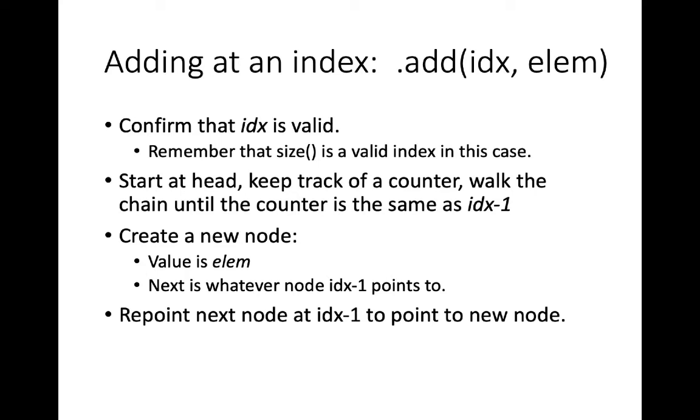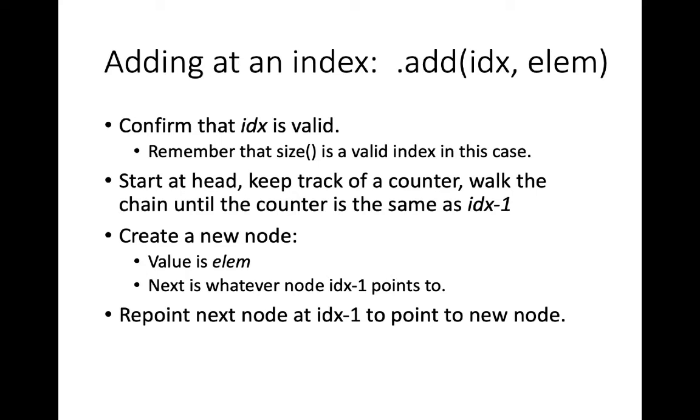And then it's very similar to getting, except that we have to stop slightly sooner, right? Because we don't want to walk all the way to index. We actually want to walk all the way to index minus 1. And the reason why is because we need to insert our new node after index minus 1. So if we walk all the way to index, the problem is we'll walk too far. We need to walk up to, but not quite at index. So we're going to walk all the way to index minus 1.